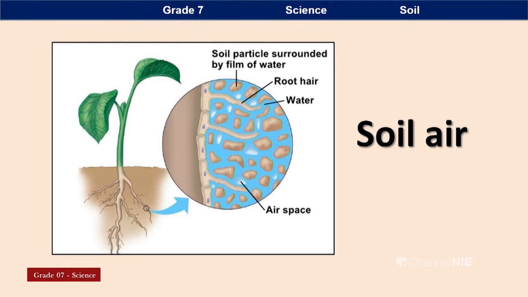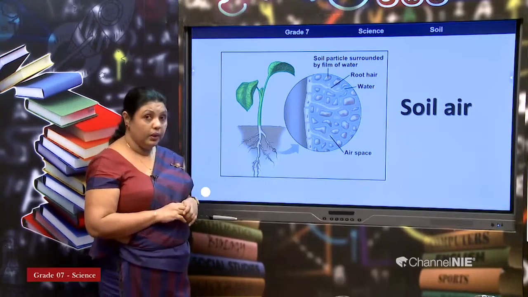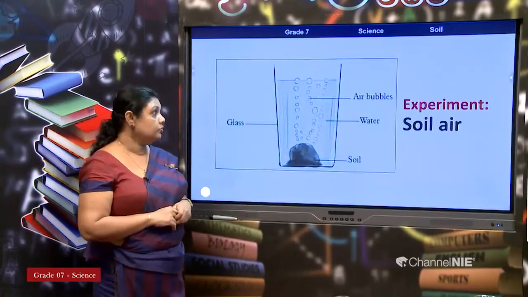So, when you take the soil, these brown colored particles are the soil particles. Air spaces are there, and in blue color you can see water. So, now you can understand inside this soil, among soil particles, air spaces are there, water is there. Actually, these are called root hair. It comes out and it remains there. So, these are the main things we can find here.